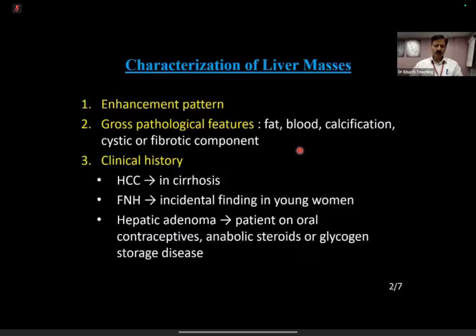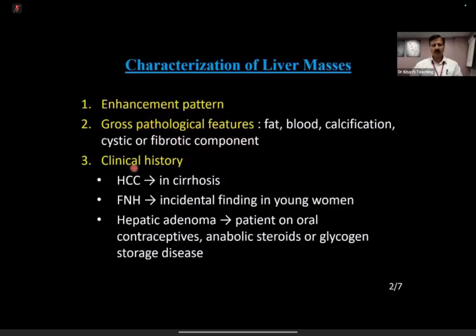When you characterize liver lesions, there are three things which are important. The most important thing is enhancement pattern, and we will spend time on this. How is it behaving on arterial? How is it behaving on venous? Is there washout? Things like that. In some of the cases, gross pathological features like is there fat, is there blood inside, calcification, cystic, fibrotic component, this will change your diagnosis.